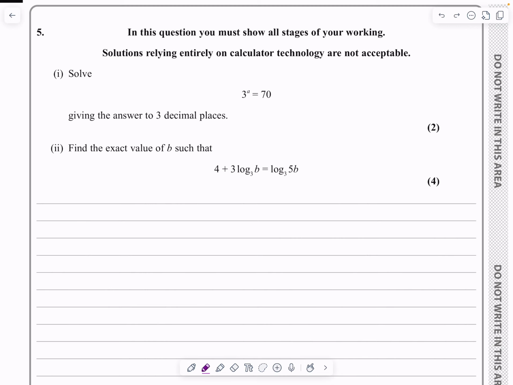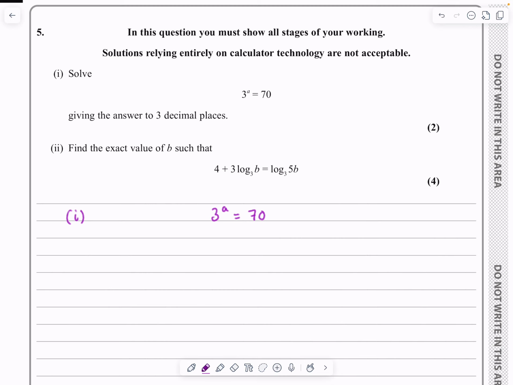So if you want to go back and look at all my videos, do a search on logs, you'll see there's various different ways of doing these, and I want to try and mix and match them up through my videos. But let's concentrate on part A first of all. Part A says we are trying to solve the equation 3 to the a equals 70.